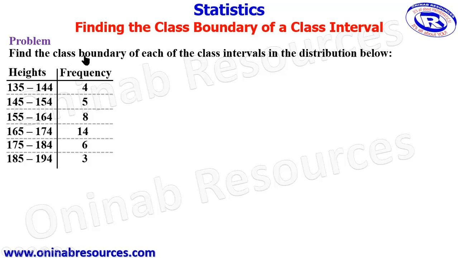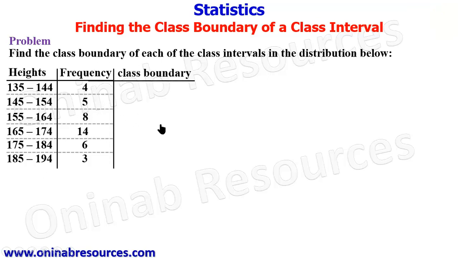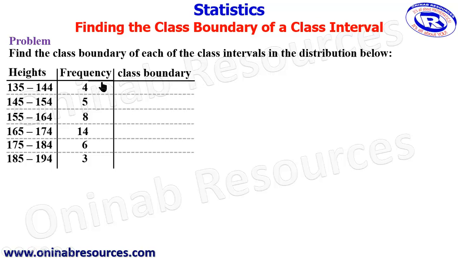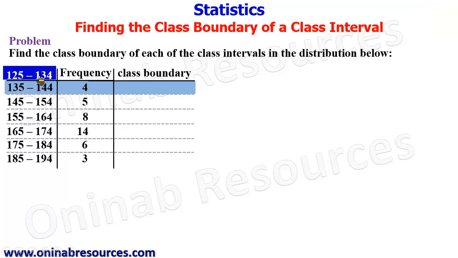To calculate the class boundary for each of these, we are going to create a new column and call it class boundary. To start with the first class interval, we are assuming there is a class interval before this for the beginning, and that class interval is 125 to 134, which means we are going to find a boundary between this upper class interval and the lower class interval here.